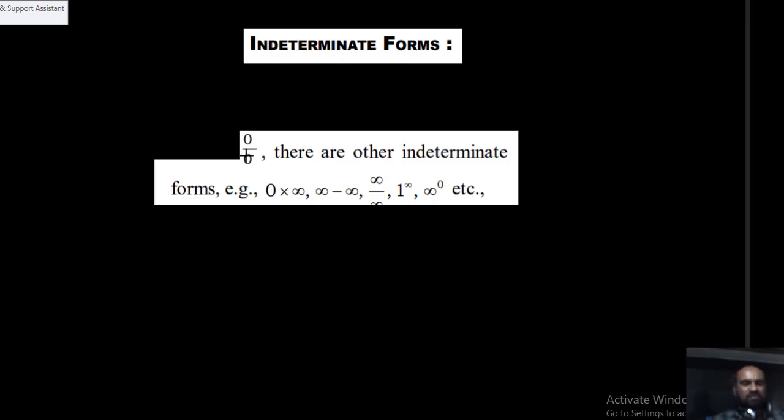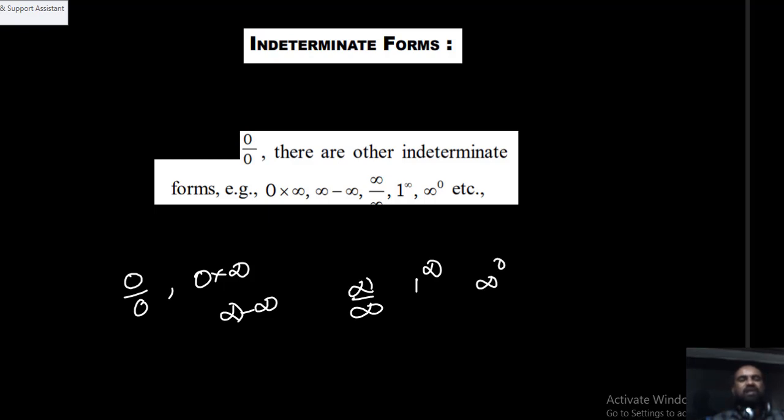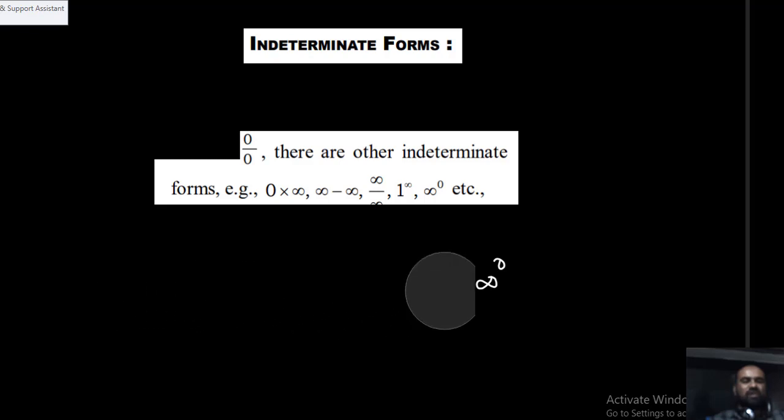Indeterminate forms: forms such as 0 by 0, 0 into infinity, infinity minus infinity, infinity by infinity, 1 to the power infinity, infinity to the power 0, etc. are called indeterminate forms in mathematics. These forms are also important for us to find the limit of a function.